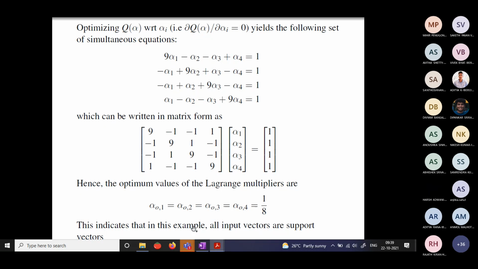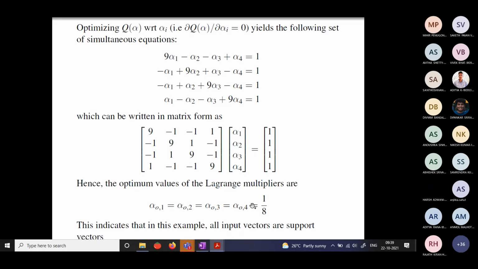So this is a clear indication of how many support vectors there are. Here 4 Lagrange variables were there. All 4 have got a non-zero value, equal to 1 by 8. This indicates that in this particular example, all input vectors are support vectors. Okay. Now, so here's the question. So what's the big deal?